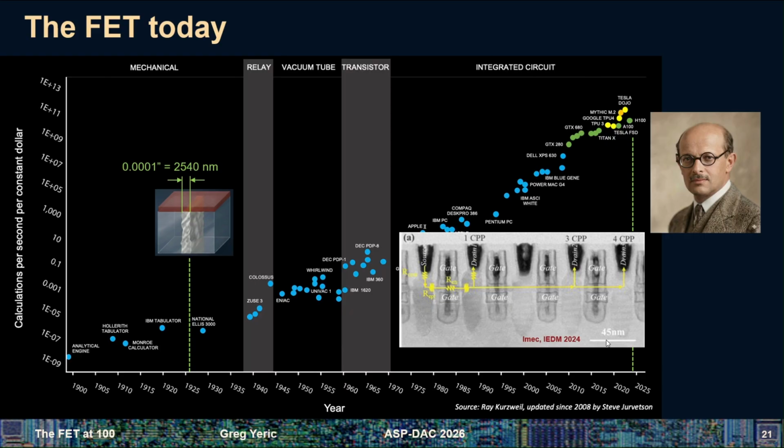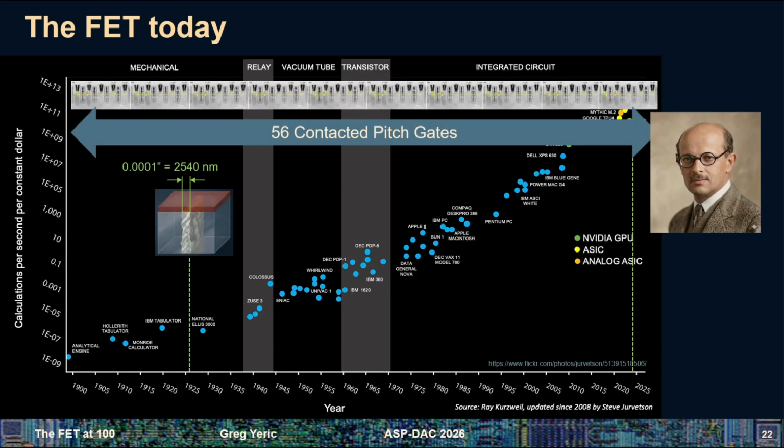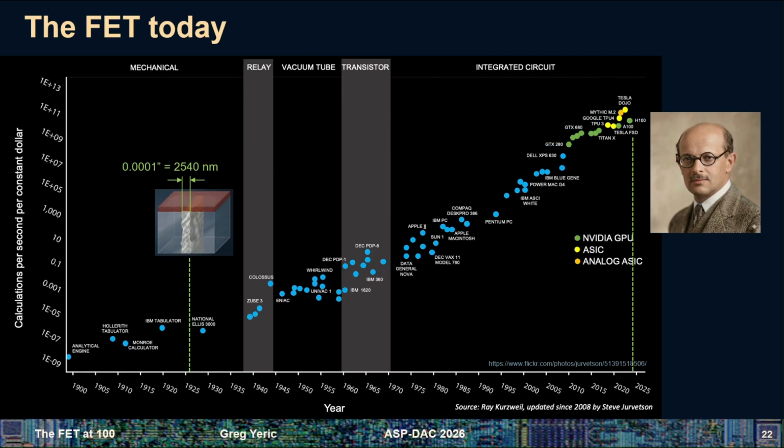So anyway, a pitch of 45 nanometers, or in the 40s, means we can fit 56 contacted pitch gates. Sometimes putting a contact down requires you to spread the gates farther apart. So the way to make an active circuit is to contact it. That's shorthand for transistors that you can actually use, as opposed to if you didn't put a contact in, where sometimes you can cram in a little bit more. So anyway, 56 contacted pitch gates in that width of the aluminum foil that Lilienfeld was so clever to put in.